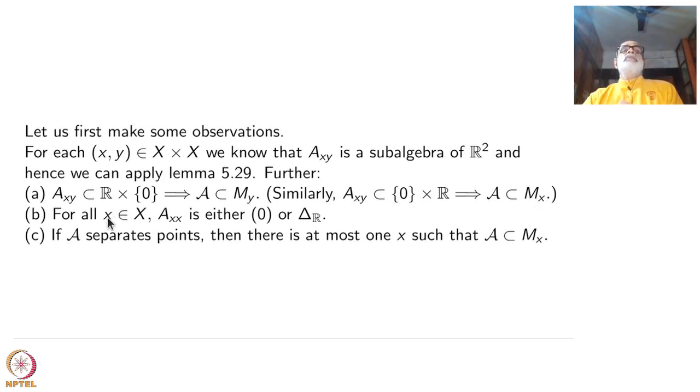Now the second observation: for all x, A_xx means (f(x), f(x)). So that is already diagonal, so it is the entire diagonal or 0. All these are elementary observations, but finally you put all of them together and you have a wonderful result. If A separates points, then there is at most one x such that A is contained inside m_x. Suppose there are two points such that A is contained in m_x and A is contained in m_y. What does that mean? All the elements of A vanish at both x and y, so x and y cannot be separated.